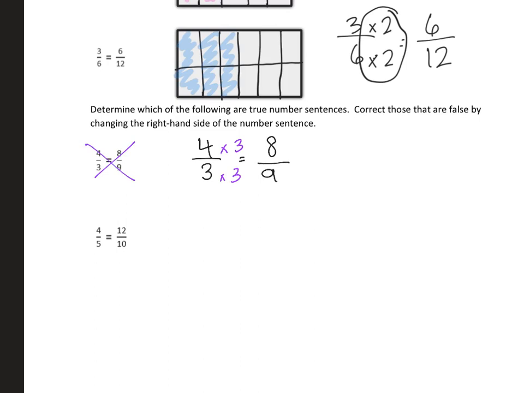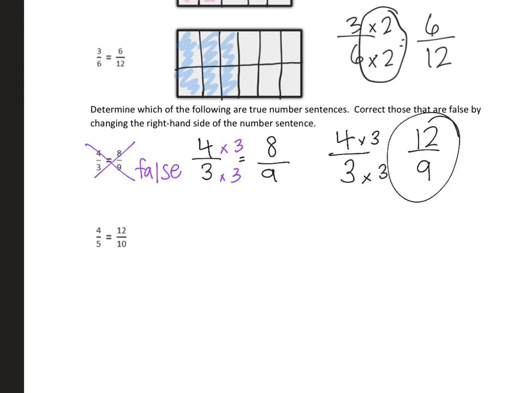So I'm going to write false, and then I'm going to correct it. So I have 4/3, okay? And I need to change that sentence. So I'll start on the bottom again. 3 times what gives me 9? 3 times 3. Right? And 4 times 3 is going to give me 12/9 instead of 8/9.